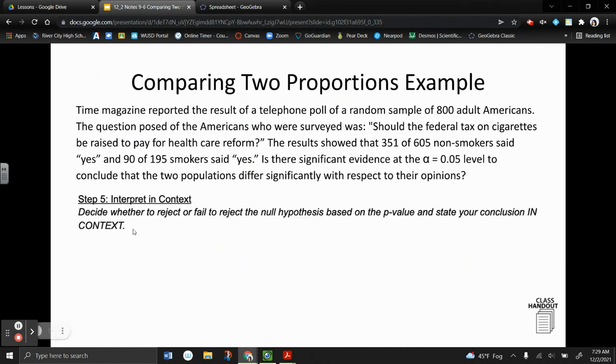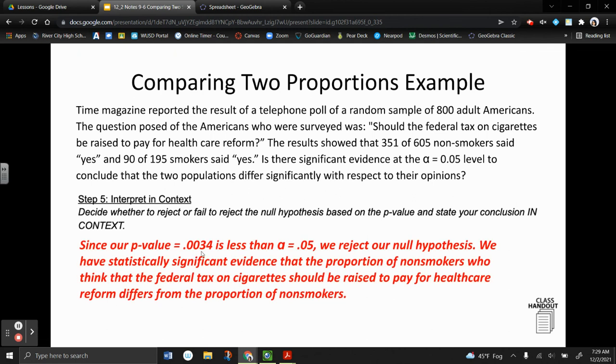So lastly, our conclusion: since our p-value 0.0034 is less than alpha of 0.05, we reject our null hypothesis. We have statistically significant evidence that the proportion of non-smokers who think that the federal tax on cigarettes should be raised to pay for healthcare reform differs from the proportion of smokers.